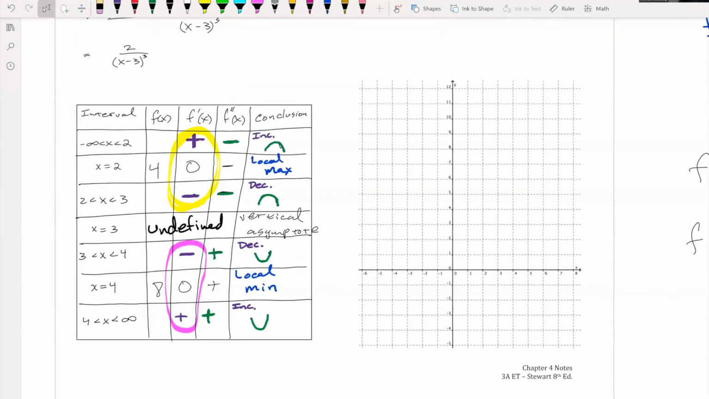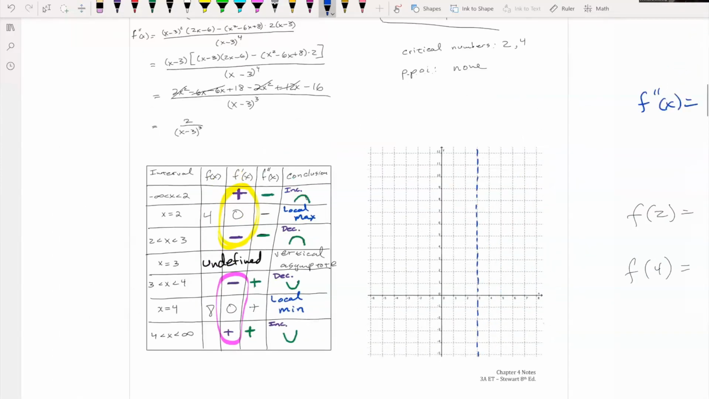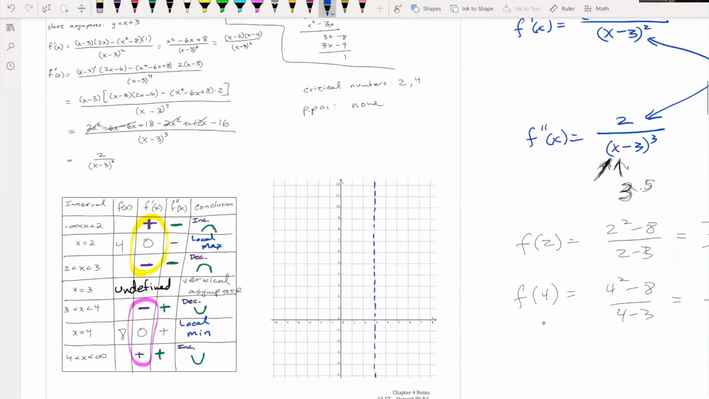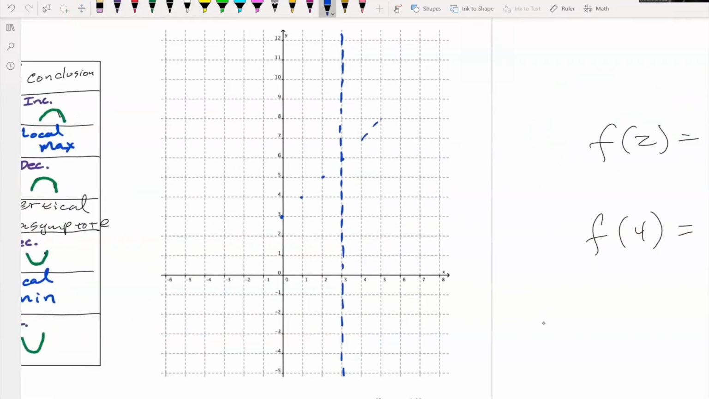And so now we're going to start looking at our graph. I'm going to start off with the asymptotes. We had a vertical asymptote at x equals 3. And then we had our oblique asymptote at y equals x plus 3. That's a y-intercept of 3 and a slope of 1. Which looks something like this.